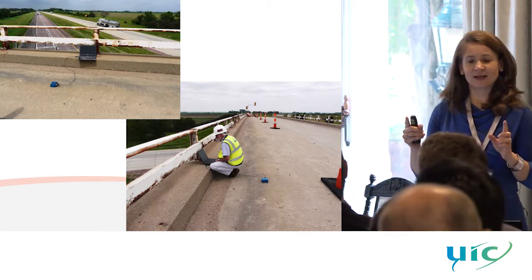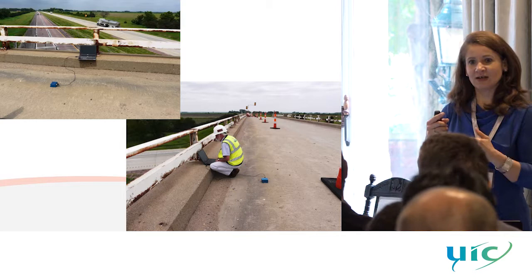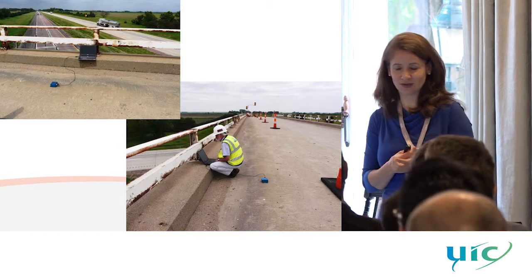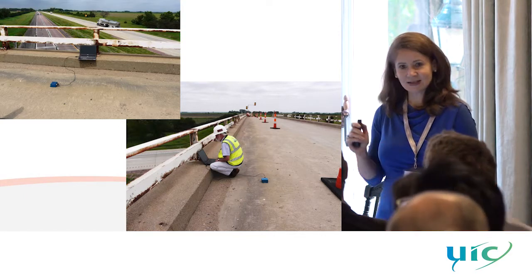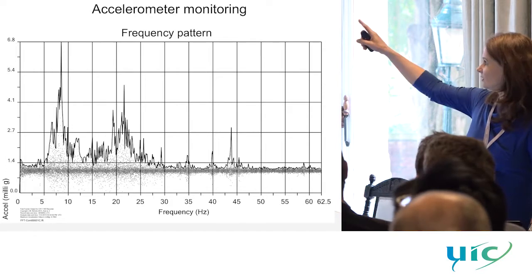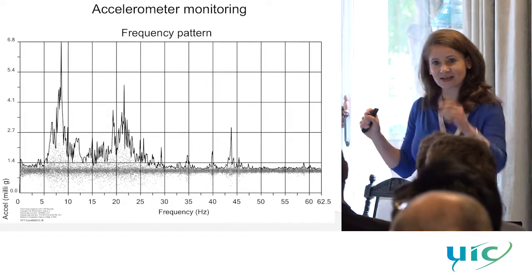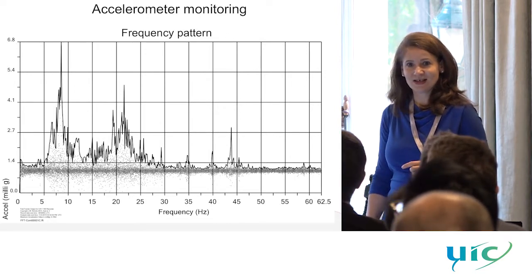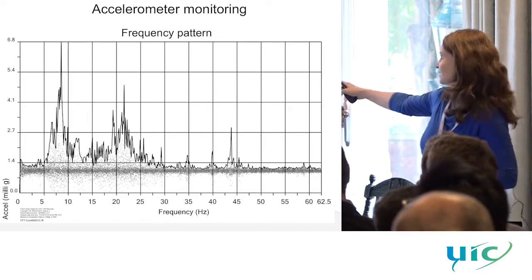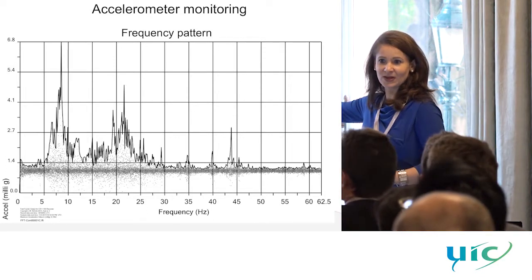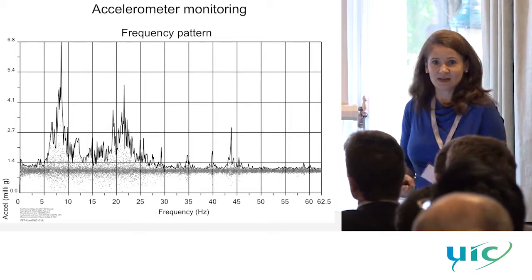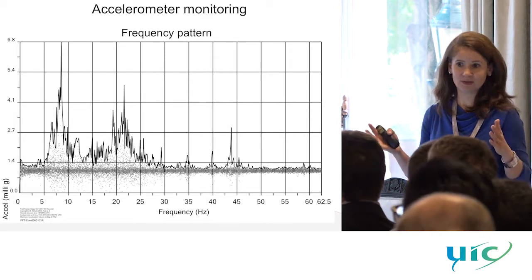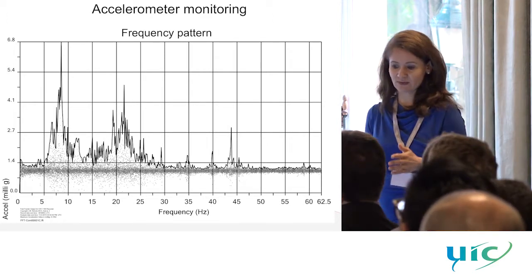We are recording 2,000 times a second, so that gives us enough data for statistical analysis and fast Fourier transforms to get that. And this is an example of the output. On the vertical axis, we have acceleration, so how big the movement, and on the horizontal axis, we've got the frequency. In this one, we've got the frequency up to 62.5 hertz, but we go up to 1,000. So 62 hertz is normally relevant to most bridges without any traffic loading. So that gives you the key frequencies.